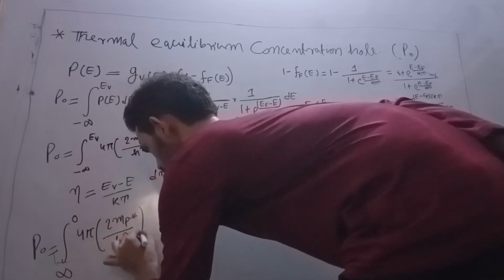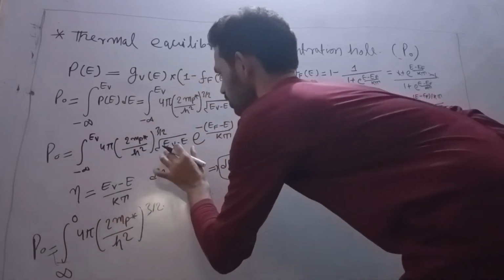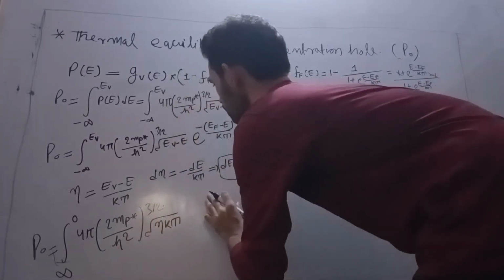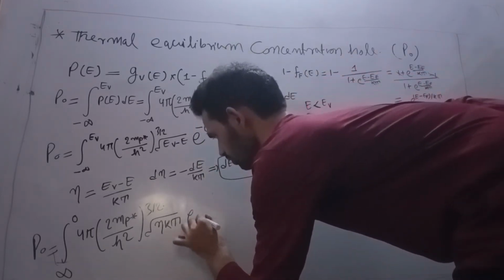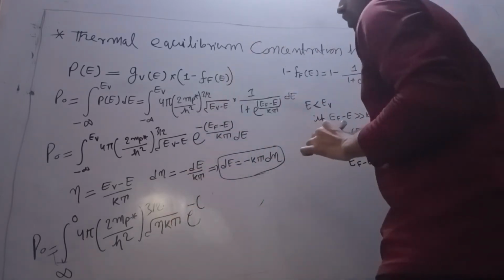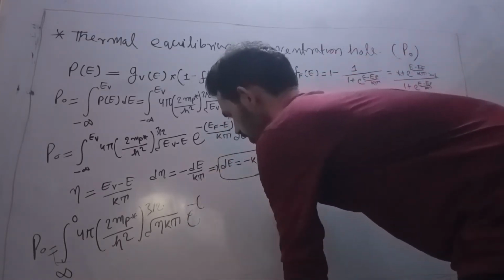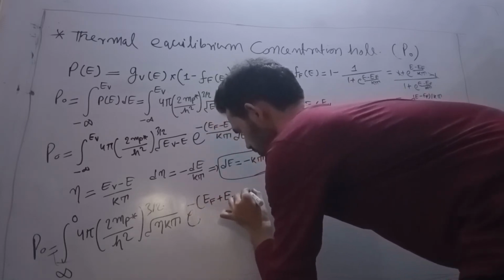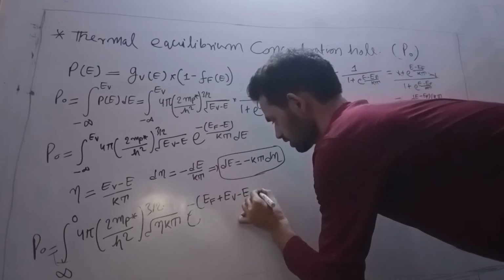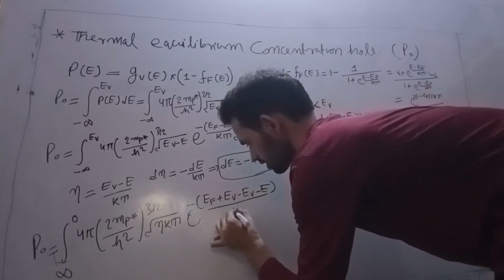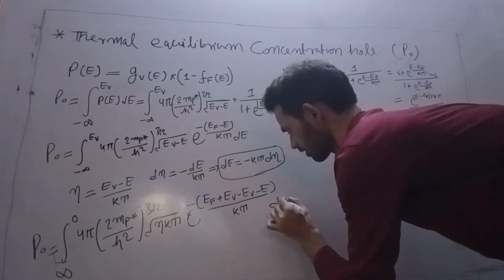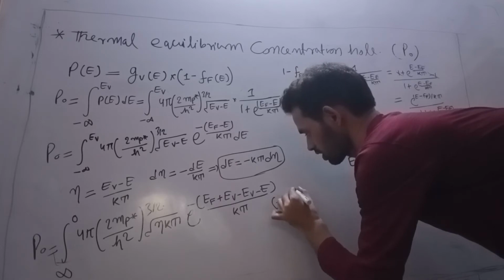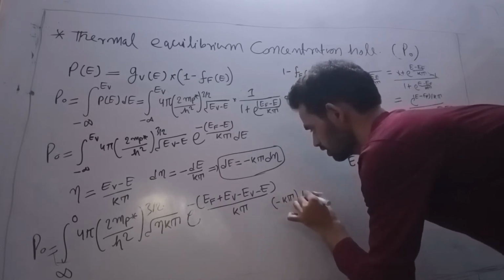And here it is 4 pi into (2 mp star divided by h square) to the power 3 by 2. Square root of (Ev minus E) is nothing but square root of eta kT. Okay, so now e to the power (E minus Ef); here we are adjusting the value of Ev, just adding and subtracting Ev, so Ef plus Ev minus Ev, minus E by kT, into d eta, and the value of dE is minus kT d eta.